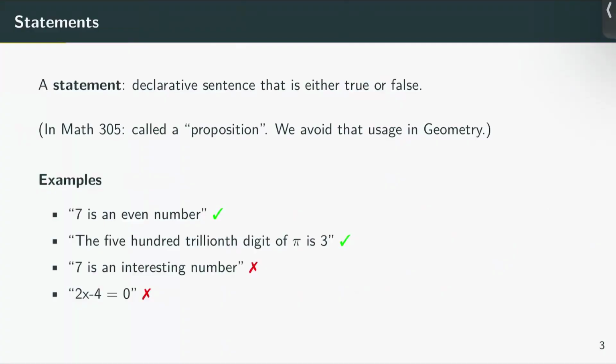So I have some examples here. 7 is an even number. That is an example of a statement. It happens to be a false statement, but it is a statement. It has a well-defined truth value.